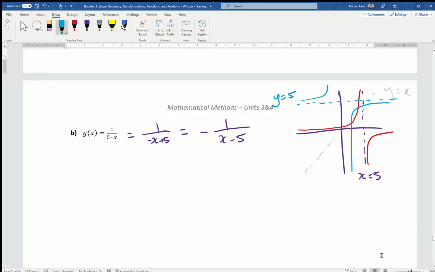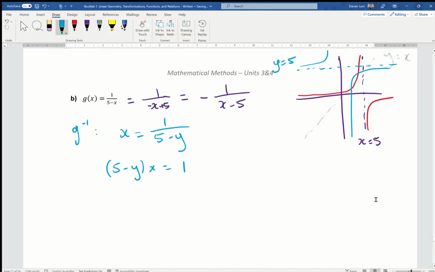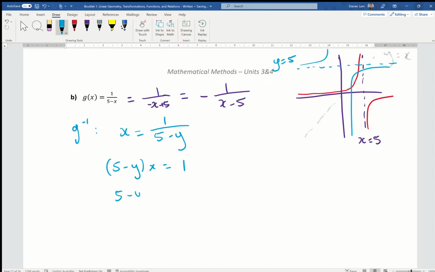Let's take an algebraic approach. Same thing, I'm going to write g inverse: x equals 1 over 5 minus y. Based on my understanding from literal equations from last year, I'm going to rearrange that. I get 5 minus y times x equals 1, because I'm multiplying both sides by 5 minus y. I'm going to divide by x, so 5 minus y equals 1 over x, and then transposing, y equals 1 over x plus 5. I've skipped a step there, but I'm hoping you're okay with that.